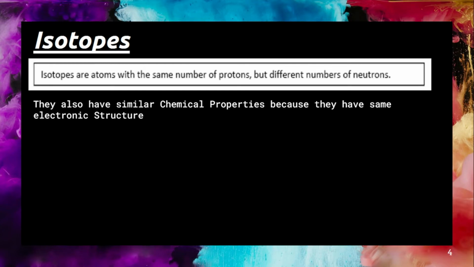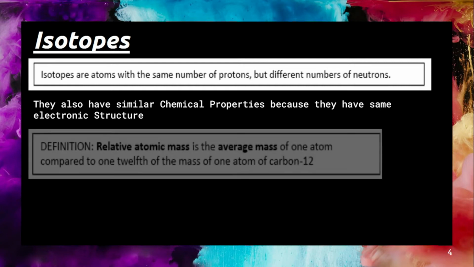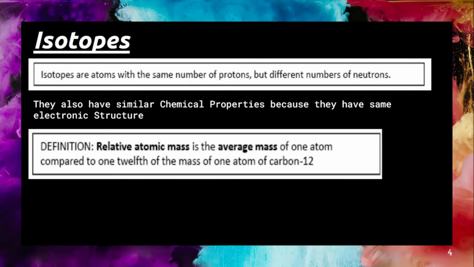Then we come across the term relative atomic mass, and the definition of relative atomic mass is that it is the average mass of one atom compared to 1/12 of the mass of one atom of carbon-12. So this is basically a recap of what you all have learned so far.